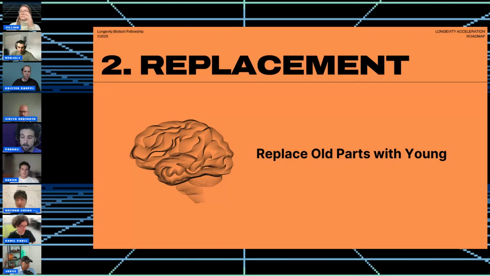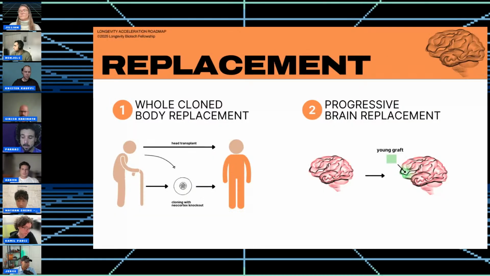So what we want to do here is replace old parts with young. And for us, that breaks up into two main strategies. Okay, so for one, if we're dealing with the body, one way that you could do that is replace the body with a cloned body that has the brain or the consciousness-forming parts of the brain knocked out. And then the second part, okay, then how do you actually address aging in the brain? Well, you could replace the brain gradually with young neural tissue grafts. And because the brain is plastic and there's neuroplasticity, it can accommodate these changes.